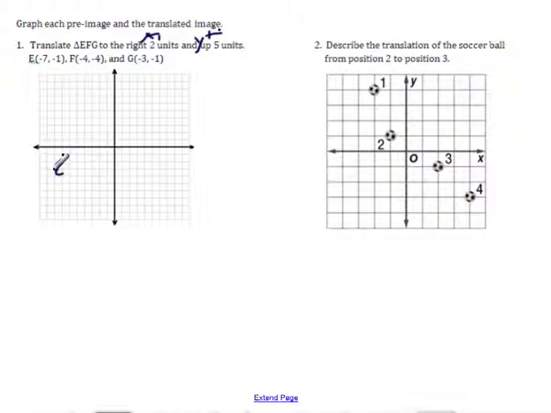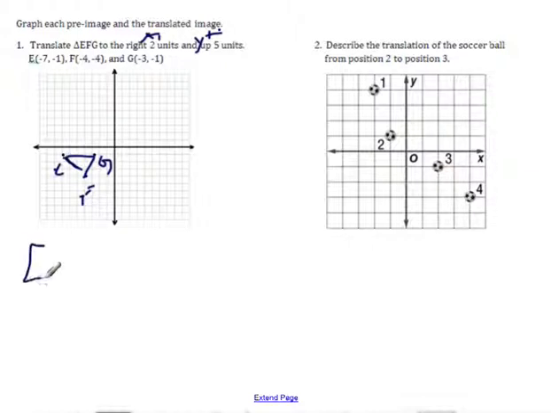And then for F, we're going left 4, which is 1, 2, 3, 4, and then down 4, 1, 2, 3, 4, which is here. So that's going to be our F. And then for G, left 3 and down 1. And that's going to represent my G. So right here, I have my triangle. Okay? And now I need to translate it. So I need to go right 2, which means I'm going to add 2 to each of the x coordinates. I need to go up 5, which means I'm going to add 5 to each of the y coordinates.